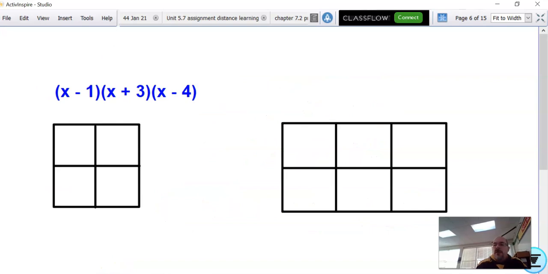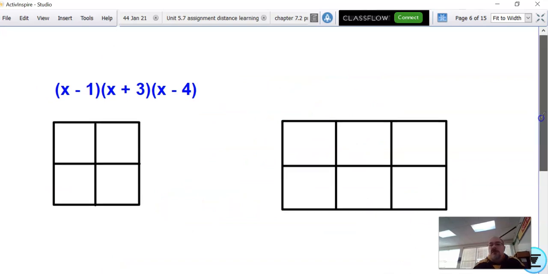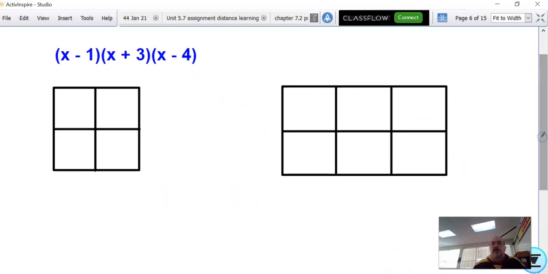You'll notice I have two sets of boxes here. We've got x minus 3 times x plus 3 times x minus 4. So ladies and gentlemen, we're going to take the first two and multiply those together. Now, that would be just plain old FOIL if you want to do the FOIL. But again, I highly recommend using the box because it usually cuts back on silly mistakes. So I'm going to multiply those two together.